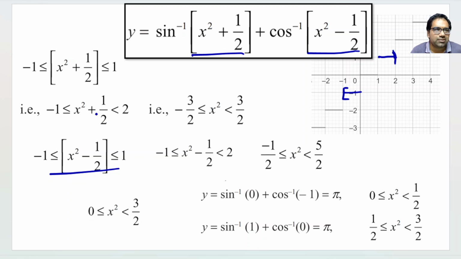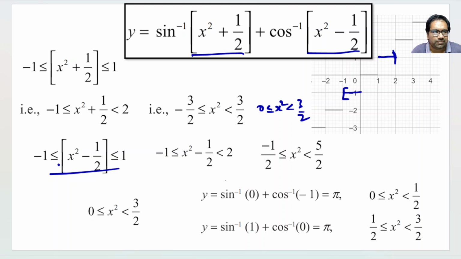Now, what does that mean? For x squared, we will subtract half from both sides. We'll get minus 1 minus half, which is minus 3 by 2, less than or equal to x squared, less than 2 minus 1 by 2, which is 3 by 2. x squared obviously cannot be lesser than 0. So this is 0 less than or equal to x squared less than 3 by 2. This is equivalent to that.